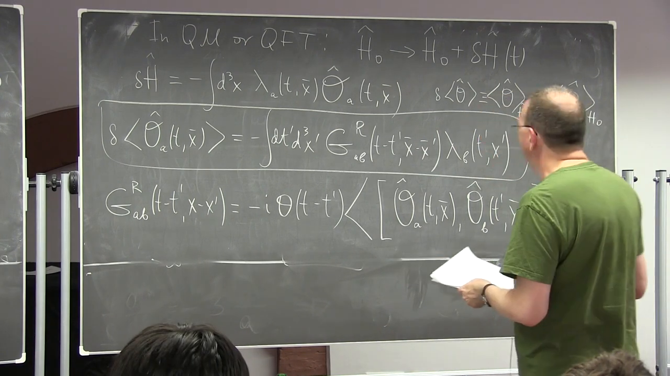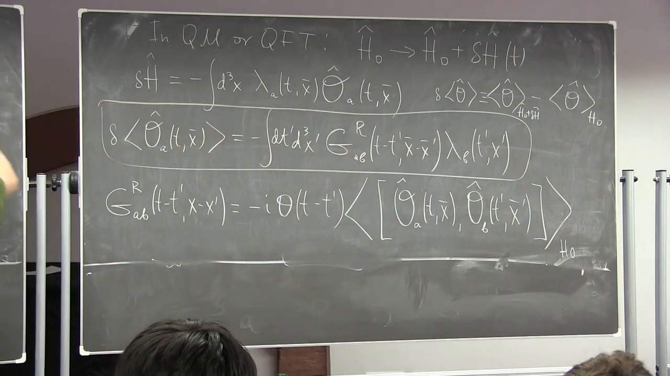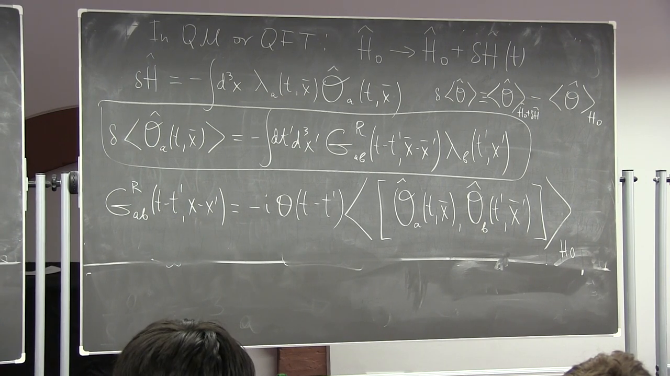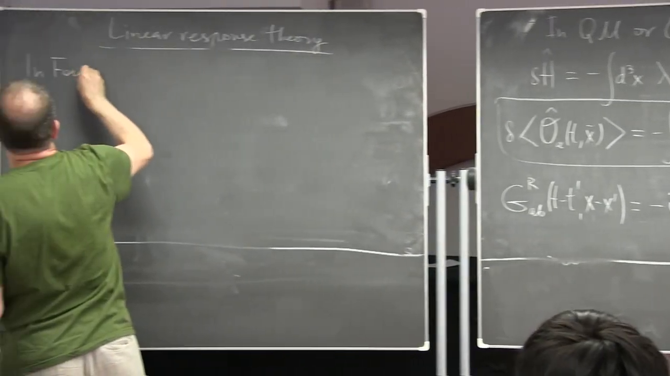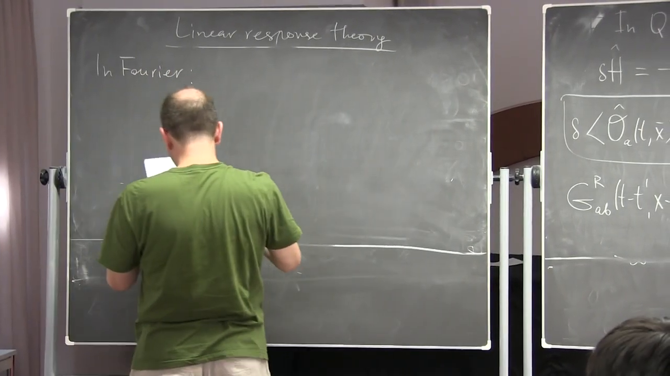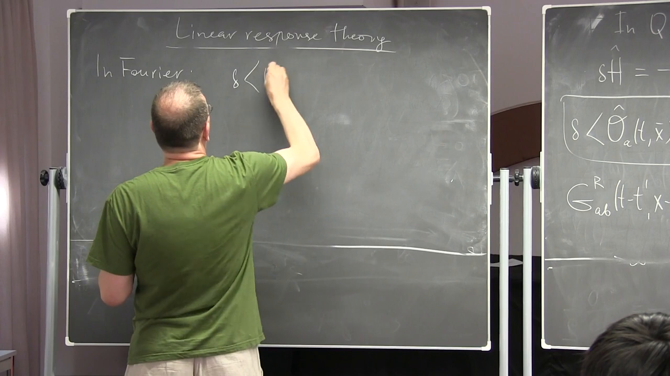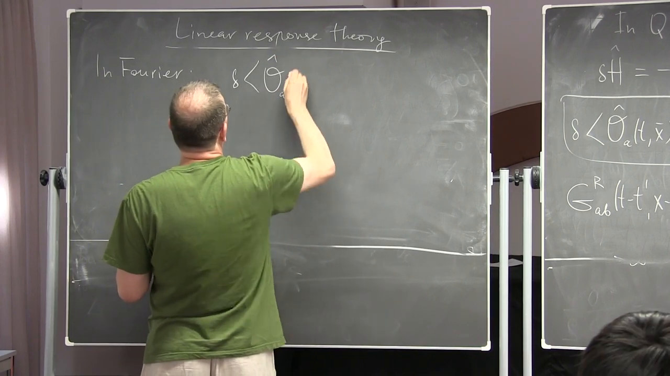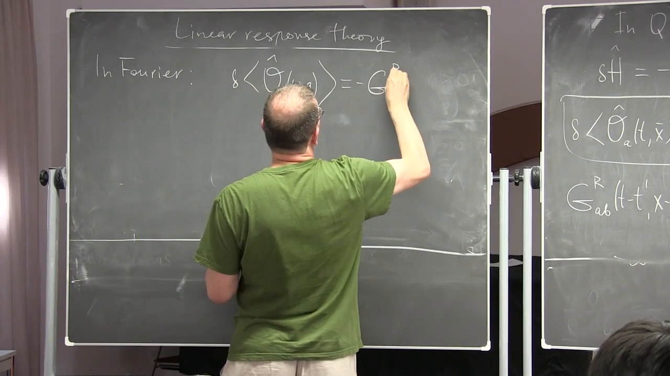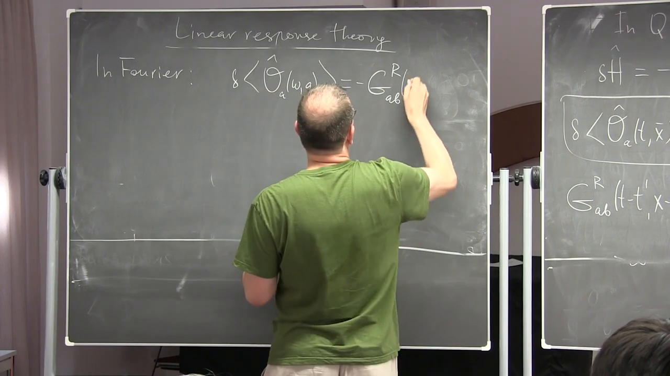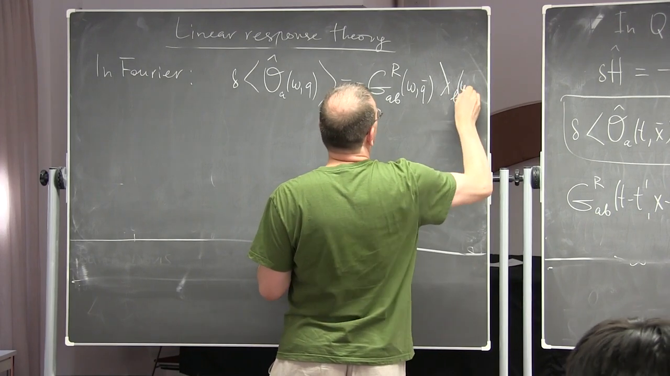All right. Now, in Fourier space, erase this harmonic oscillator. Now, in Fourier space, the same formulas look extremely familiar to this simple case of harmonic oscillator. Namely, this is minus G retarded B of omega and q, and then there is a source.